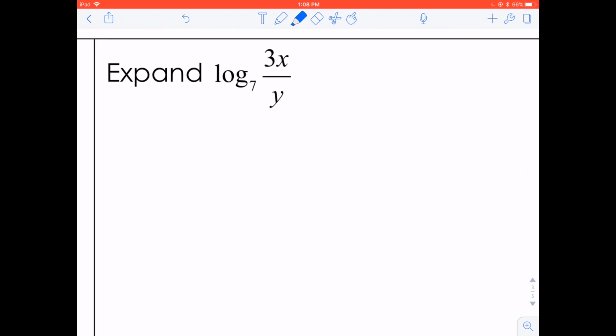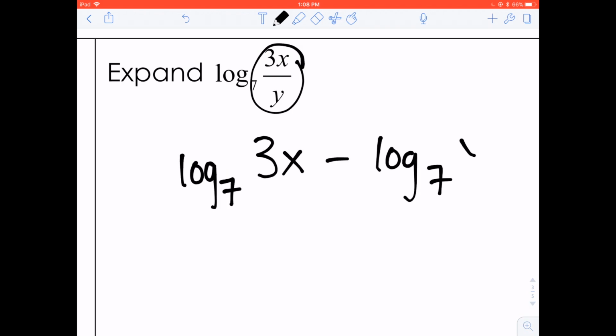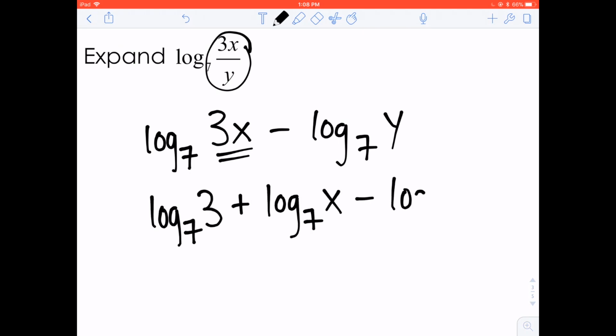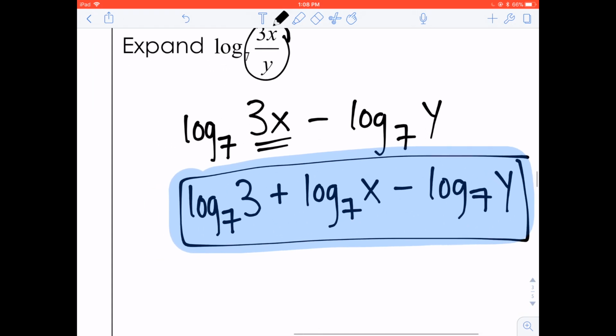Okay, after trying this, you should have first broke this up into subtraction because we had division. So we had log with a base of 7 of 3x minus log base of 7 of y. Then we had multiplication here, so we can break that up into addition. So we have log 7 of 3 plus log 7 of x minus log 7 of y. And that's it. All right, so those are examples of expanding.